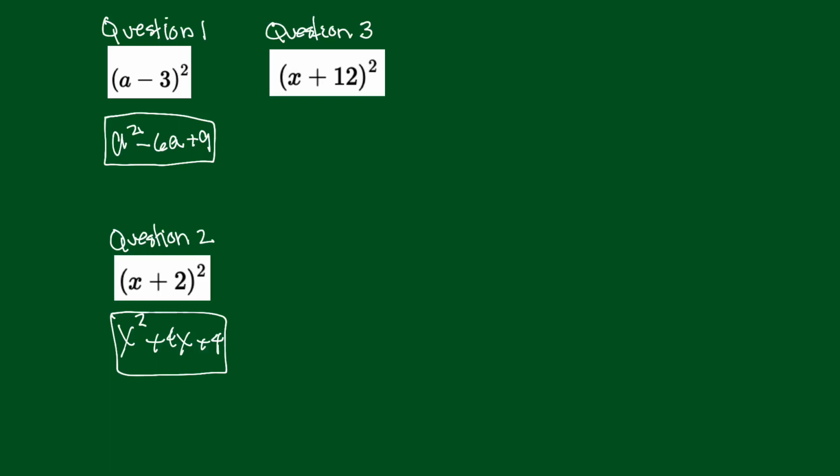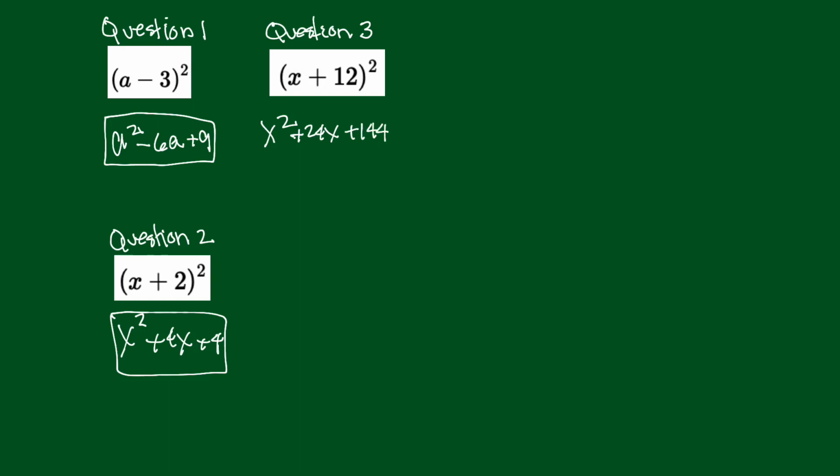Question 3, we are squaring two terms, so we have a pattern. Square the first, multiply these two together and double it. Multiply them together, I get 12x, double it, I get 24x, and square the last. So square the last. 12 squared is 144.